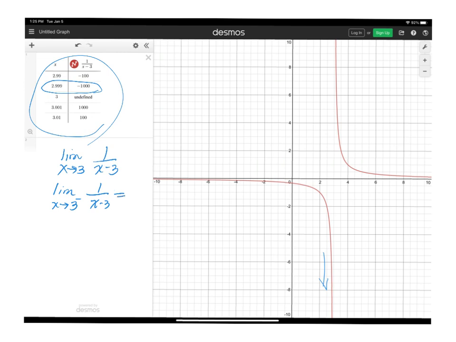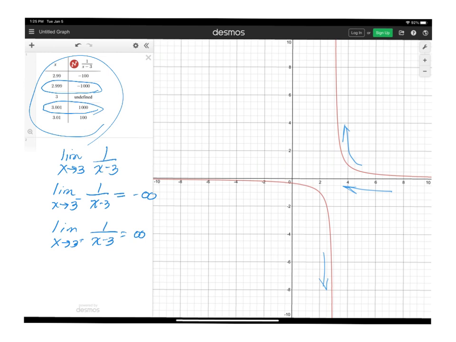So it's going off to negative infinity, and then the limit as x approaches 3 from the positive side of 1 over x minus 3. As you're approaching 3 from the positive side, what's happening to the graph? Well, it's going off to positive infinity. Again, you can see that from the values here. As we have 3.001, it gives us an output of 1,000. If we were to get even closer to 3, that number would get larger and larger and would go off to infinity.